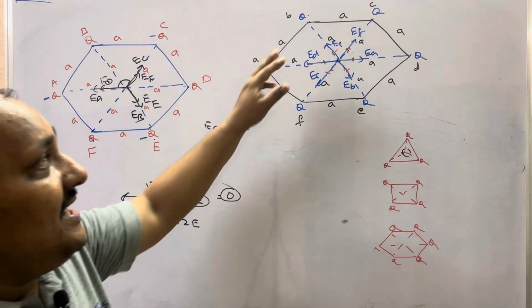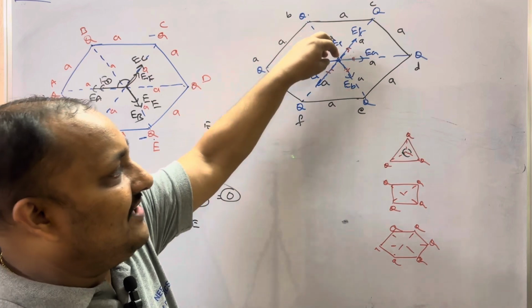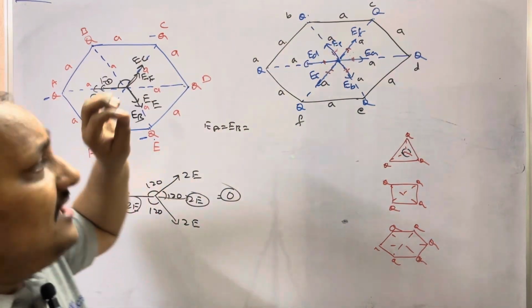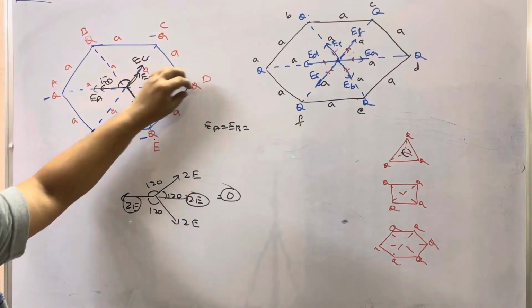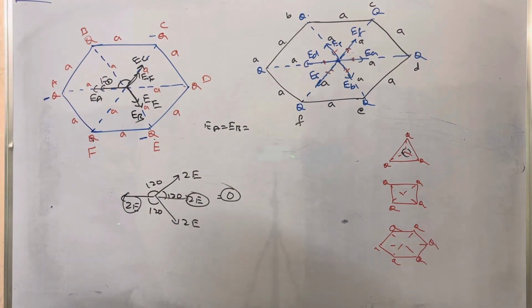See, you have to cross check. If all are positive charges, or if all are negative charges, the electric field intensity at the center will be 0. One positive, one negative, one positive, one negative, one positive, one negative: the electric field intensity at the center will be 0.